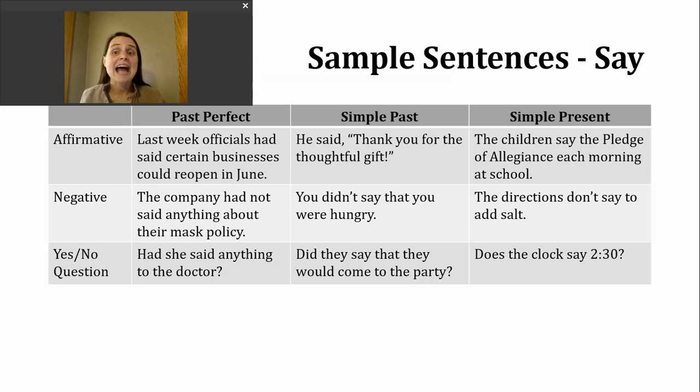Next, let's look at a negative sentence in the simple present. To do this, we're going to use either does not and the base verb if our subject is he, she, or it, or we'll use do not or don't and the base verb if our subject is I, you, we, or they. Here is an example of a negative sentence. The directions don't say to add salt.